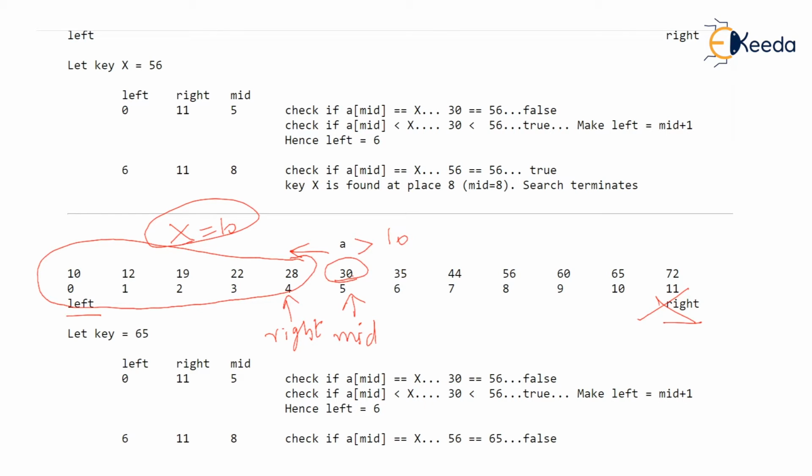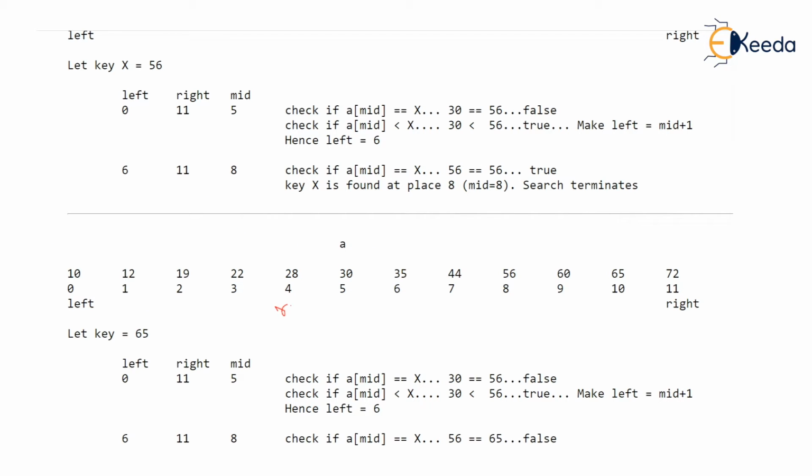Right is 4. What will you do? Again find out the mid. Mid will come out to be 2, 0 plus 4 upon 2. Just check this 19. Is it 10? Because the key we are searching is 10. No. Then is this mid greater than x? Oh, I think for 30 I said it is less than. Sorry. Is it greater than x? Now 19 is greater than x, isn't it?